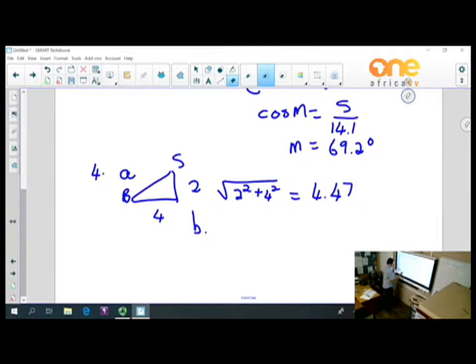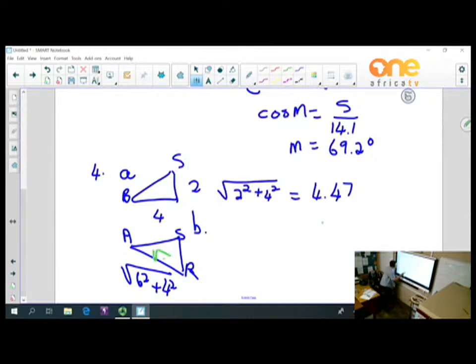Number B. Now they want AS. Now the triangle that I have now is ASR. Can you see? That's where I'm working with now there. And first I can find AR. This is here. So if you look now at the original one, that is the hypotenuse. So I first have to calculate that one, and that would be 6 squared plus 4 squared. I first need to find that hypotenuse AR there. And that is the square root of 52. Remember the 90 degrees is now there at S.